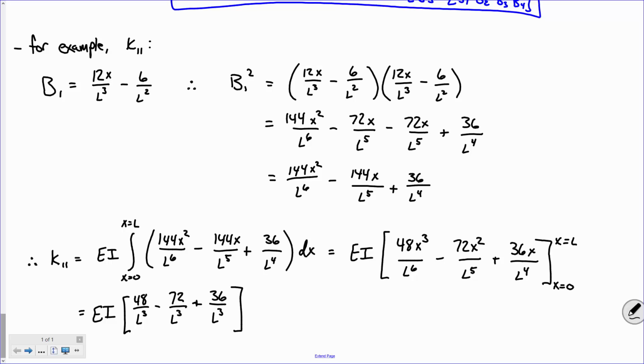Y'all let me get away with that. Yeah, this term here I'll circle it on the screen. I had that originally as a minus, so it's supposed to be a plus. So, what do we have? We have 48 minus 72 plus 36. That's 12.